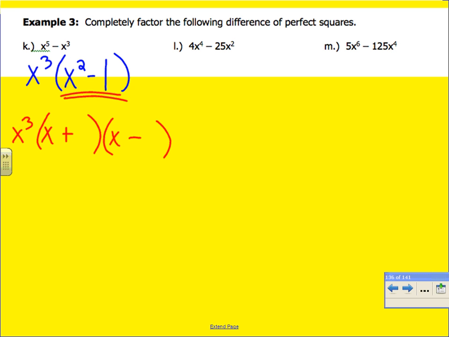The square root of x squared is x. Remember, 2 divided by 2 is 1. The square root of 1 is 1. This is factored completely. There is not anything else you can do to solve that problem. Keep your GCF in front.